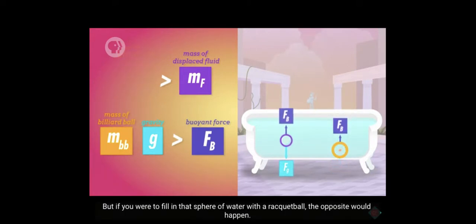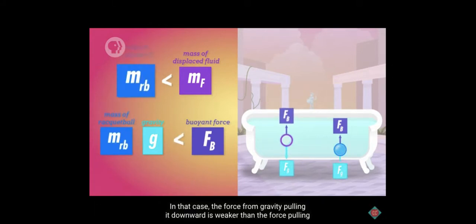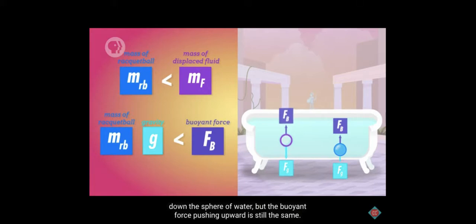But if you were to fill that sphere of water with a racquetball, the opposite would happen. In that case, the force from gravity pulling it downward is weaker than the force pulling down the sphere of water, but the buoyant force pushing upward is still the same. So there's a net force upward on the racquetball, which is why it floats to the top of the tub.